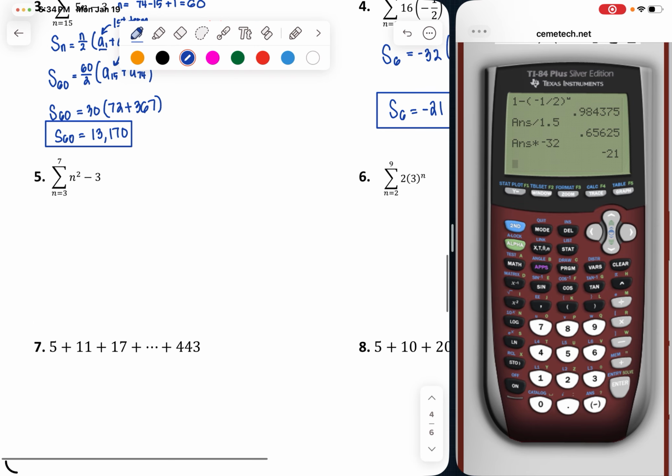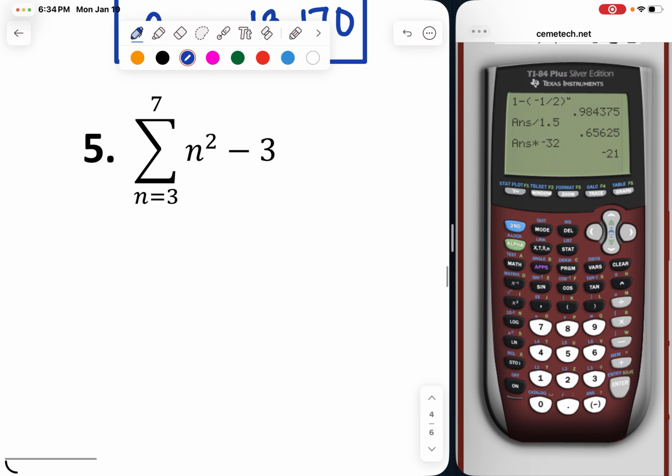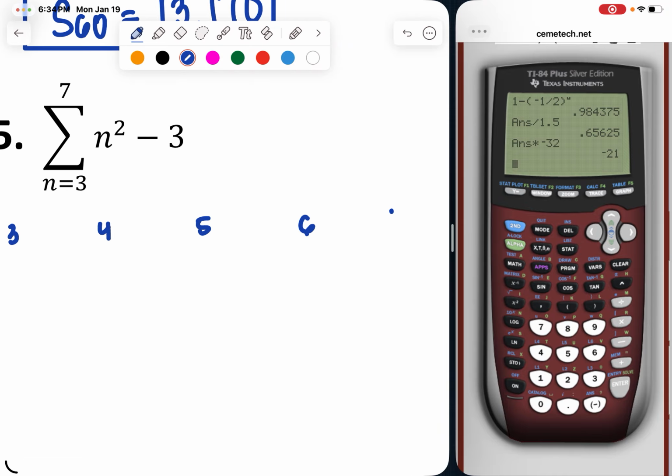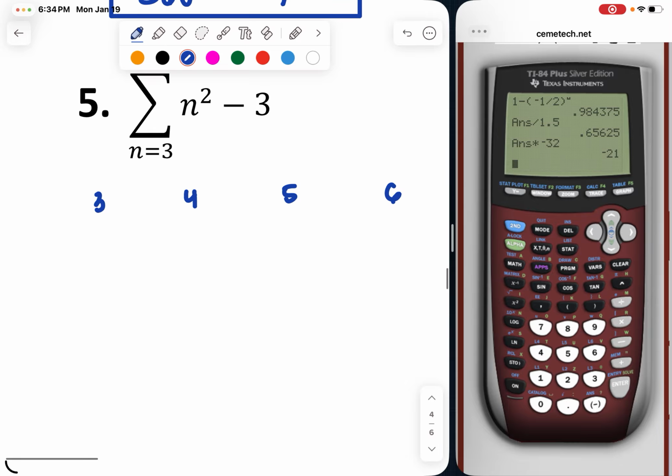Okay, this is not geometric, nor is it arithmetic. If this wasn't here, hey, now it is arithmetic because that's linear, but it's not geometric. If it was 2 to the n and this wasn't here, then it's geometric, but this is a quadratic, okay? So there is no formula. So what we're gonna have to do is plug in 3, plug in 4, plug in 5, plug in 6, plug in 7, and then add up all of our answers, okay?